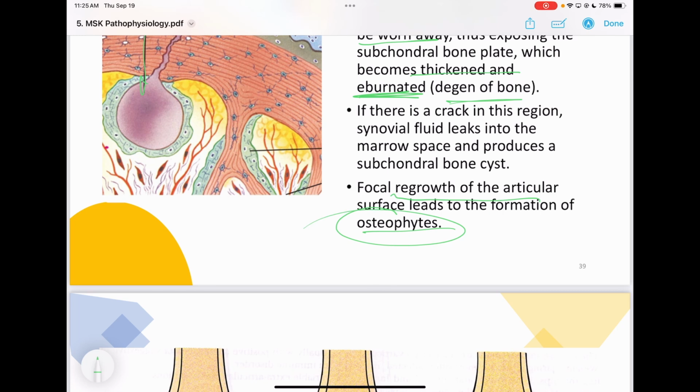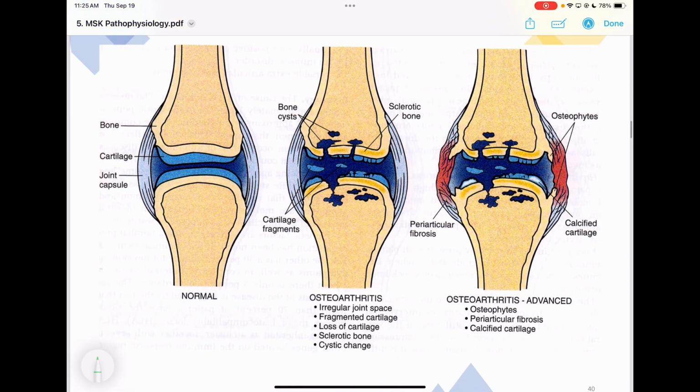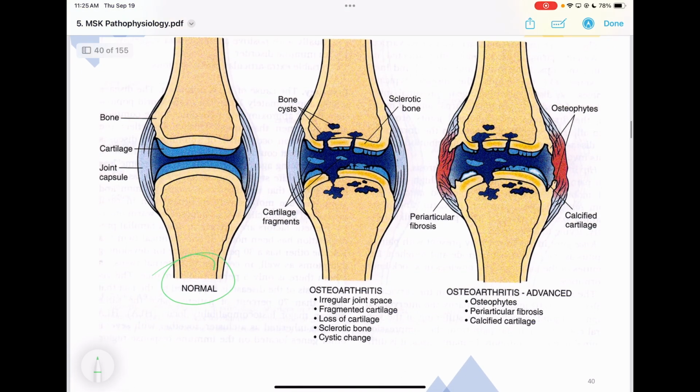So you'll see osteophytes on the x-ray. We'll show you that in a second. So here's another way of looking at it. Here's your normal joint. This is with osteoarthritis. Again, we have cracks in the cartilage. We have synovial fluid leaking into those cracks, causing those subchondral cysts to form down here and up there. Now, let's go to the more advanced form of osteoarthritis.